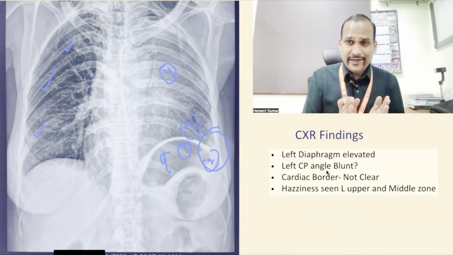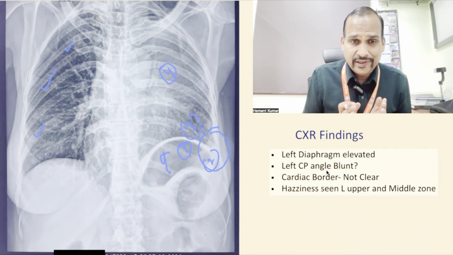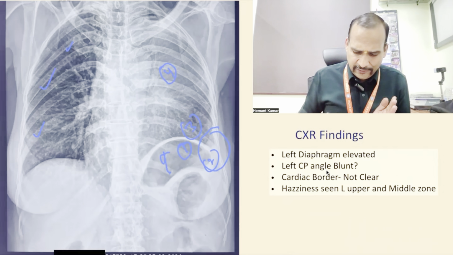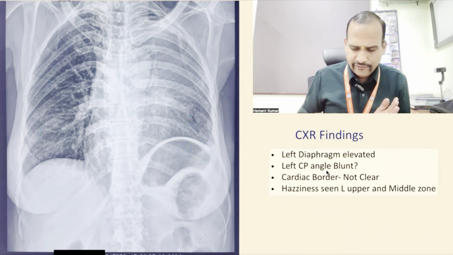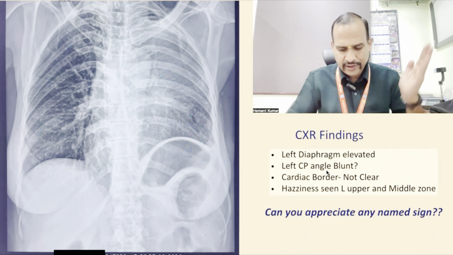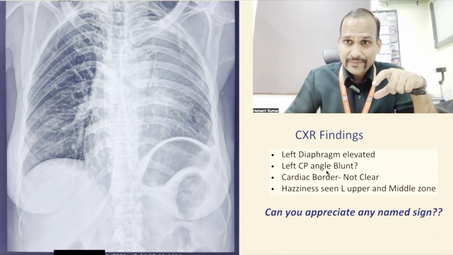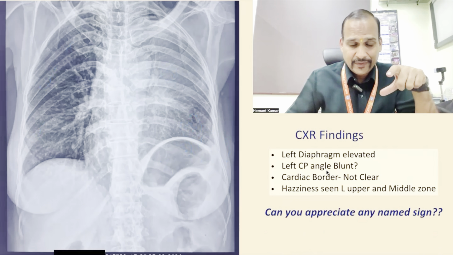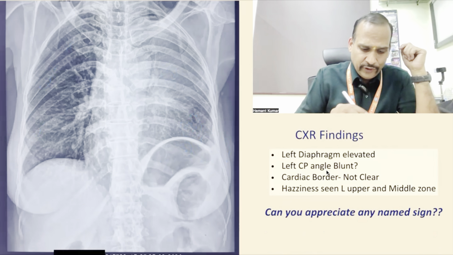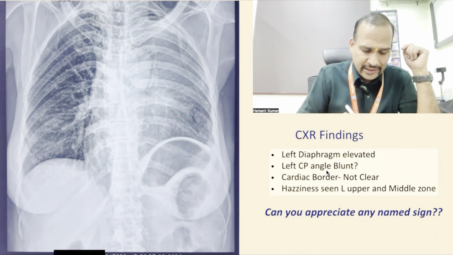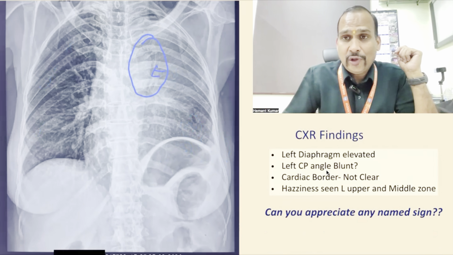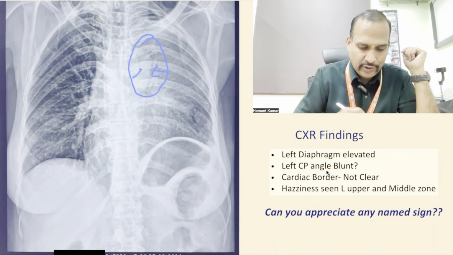With this X-ray finding, what do you think? What will the patient have? So if you see this X-ray carefully, let me erase this text. Can you appreciate any named sign in this X-ray? You have to see very clearly. If you see carefully, you can appreciate there is hyperlucency just near the arch of aorta. This is the arch of aorta.